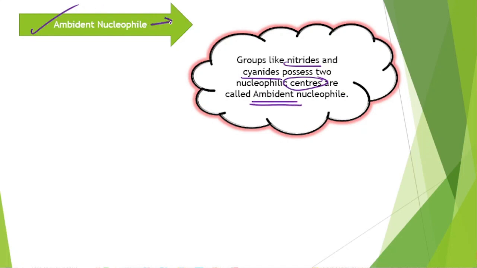Remember, ambident nucleophile, two nucleophilic centers. This one you have to remember. Two nucleophilic centers will be there. Clear? Let me give you an example. So listen carefully.